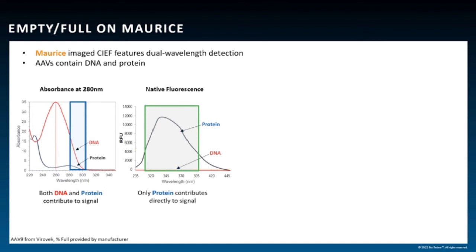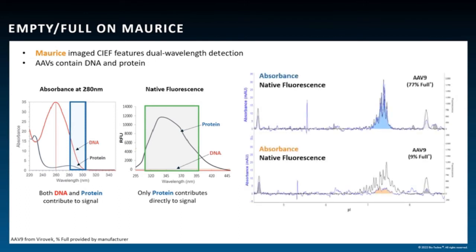Shown on the right is an example of a pair of commercially available AAV9 samples, an empty and a full from Virovect, where we analyze them with our intact method. Shown on the top in blue is the absorbance of the AAV9 full sample. In black is the native fluorescence, which is looking, again, only at the protein signature and is overlaid. There's very good overlap between the two.